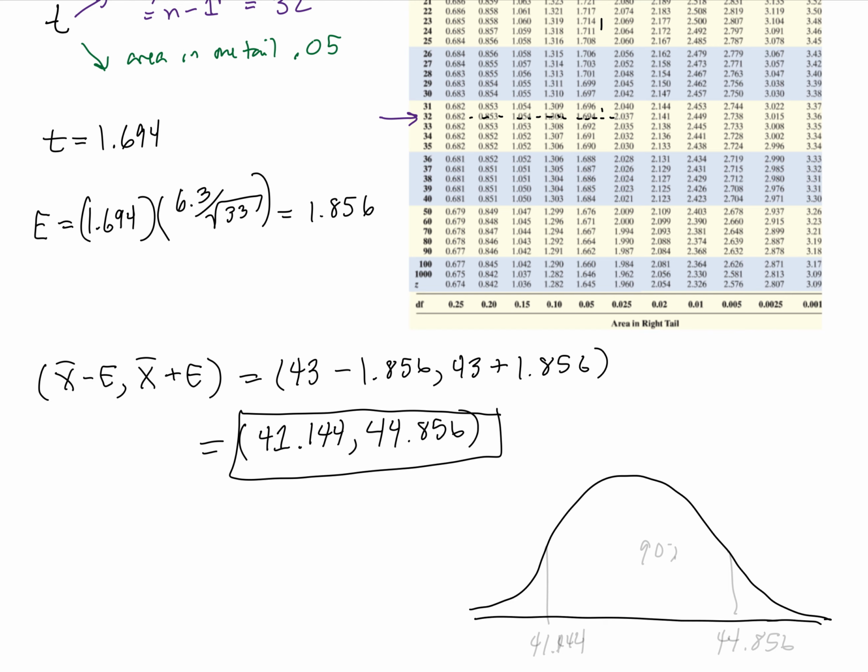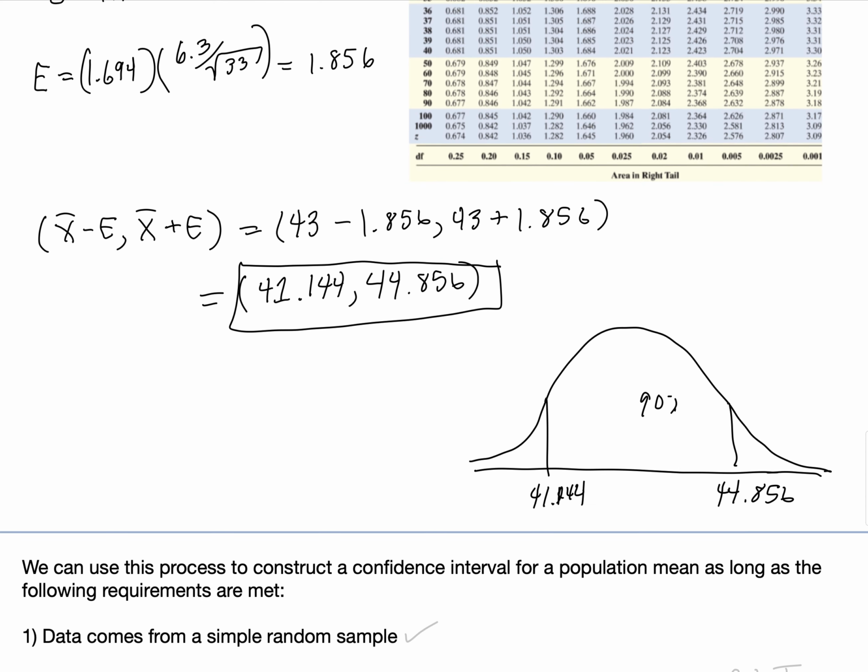So that is our confidence interval for the mean, and that's telling us that if we took many, many samples of size 33, then 90% of them would fall in this interval from 41.144 up to 44.856. So we have a 90% confidence level that the true population mean of the weight of border collies is in this interval.